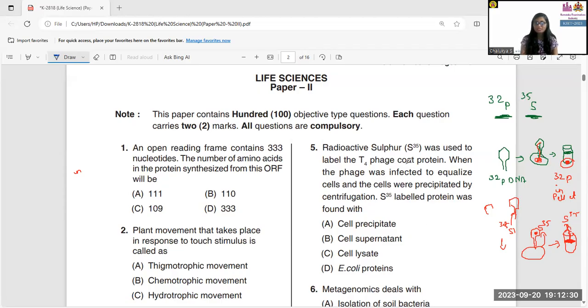So what they're asking in the question is about the T4 phage coat protein, when the phage was infected to E. coli cells and the cells were precipitated by centrifugation. After the centrifugation, where is the S35 labeled protein found? It is found in the cell supernatant. That's why option B is the correct answer.